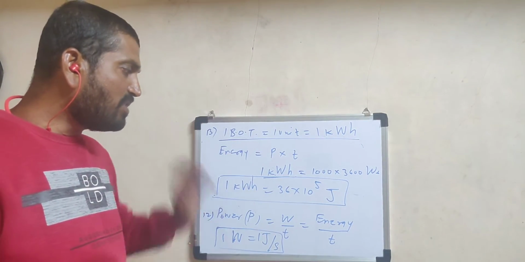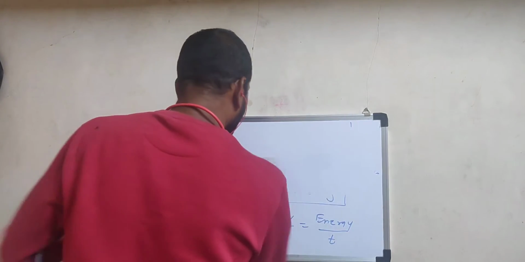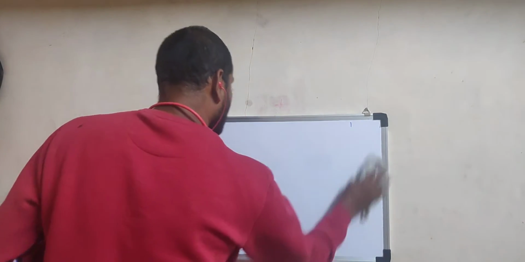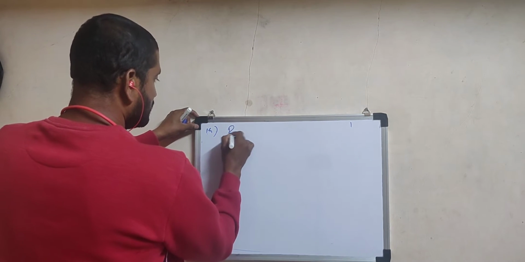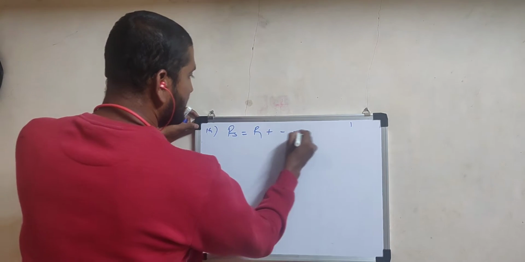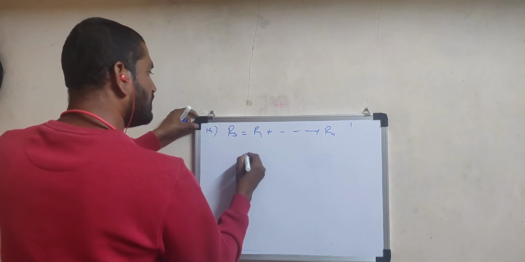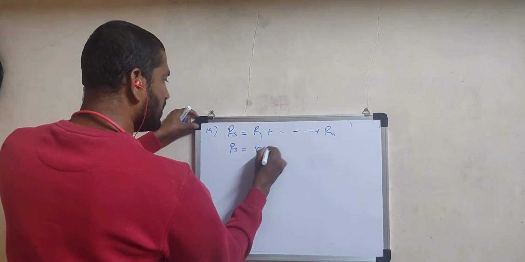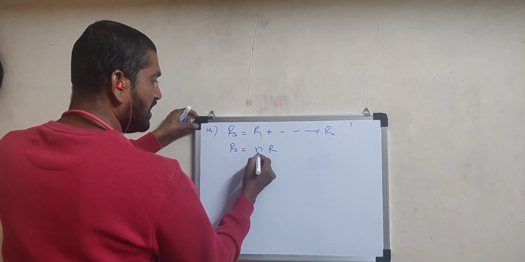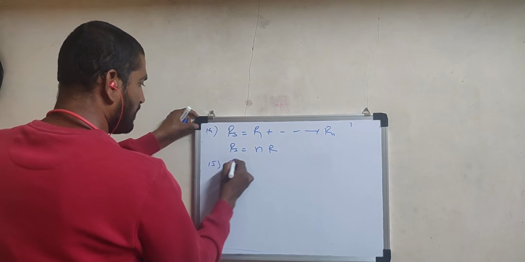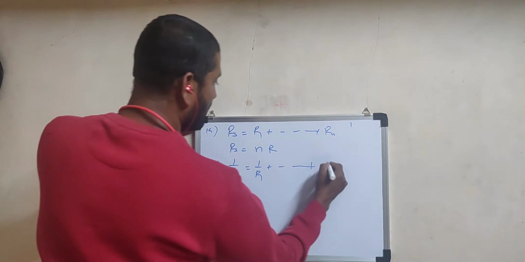So these are some of the important formulae related with basic current electricity, along with which we also consider, from 11th standard, resistances in series combination. In series combination, equivalent resistance is R1 plus R2 plus dash up to Rn. If there are n number of resistors having the same resistance value, then the shortcut formula is Rs equals n times R. Here R is the resistance of each resistor and n is the number of resistors.